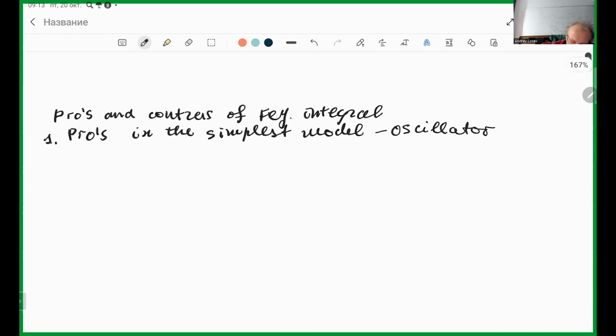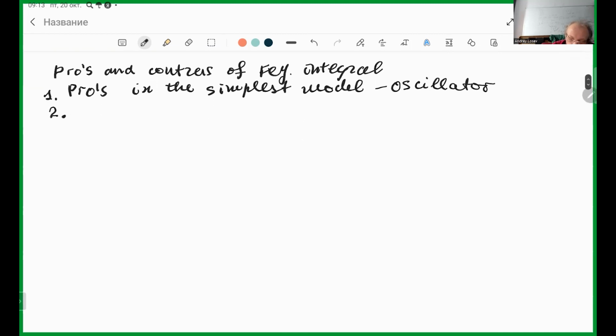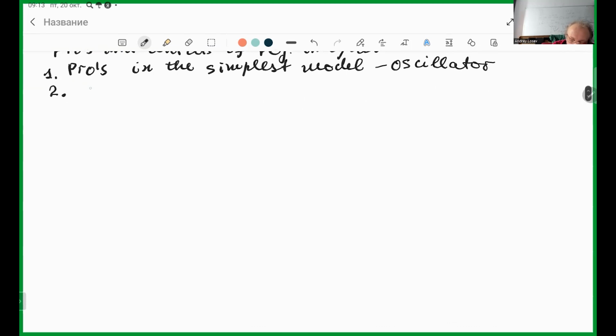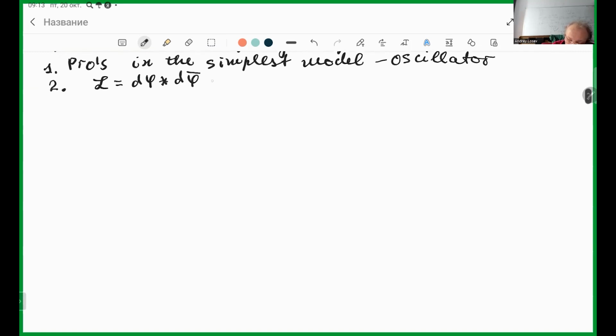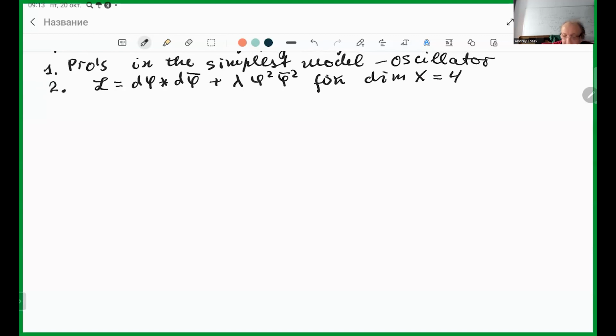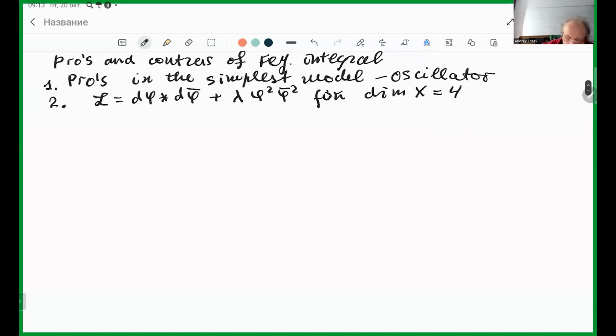And then we will go to the model that would be Lagrangian d phi star d phi bar plus lambda phi square phi bar square, for dimension of x equals 4. And this is a Higgs model.